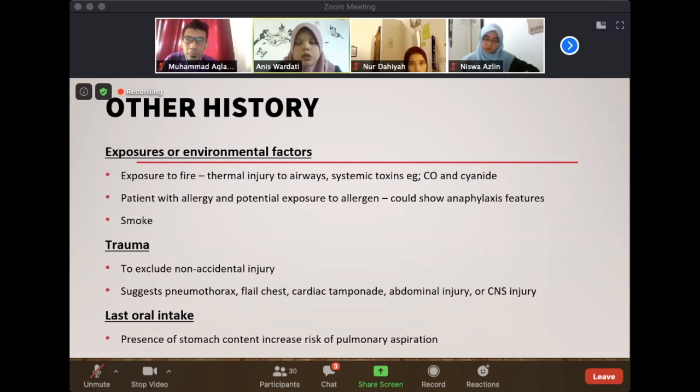And for trauma, because trauma can also lead to breathlessness, for example, pneumothorax, cardiac component, and also abdominal injury, or if there's any trauma to the head, it also can affect the respiratory system and cause breathlessness. But of course, in a pediatric patient, we also need to exclude non-accidental injury. And the last oral intake, in the book, you mentioned that we also need to ask about the last oral intake.